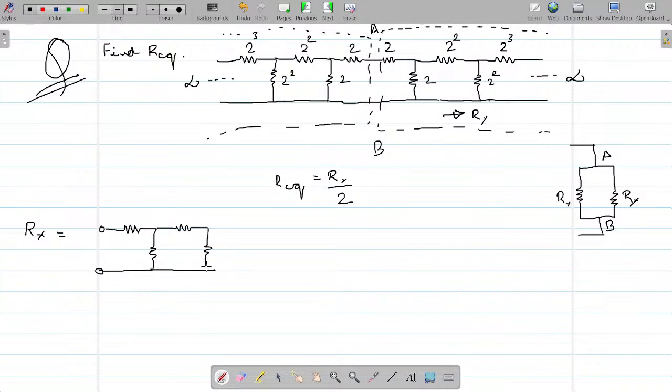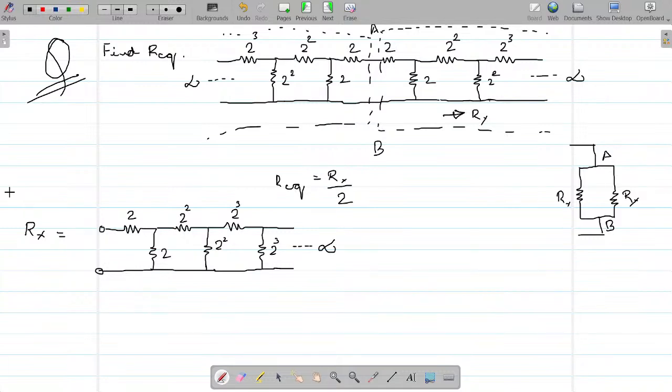Tell me, is it correct? Is there any doubt up to this point?